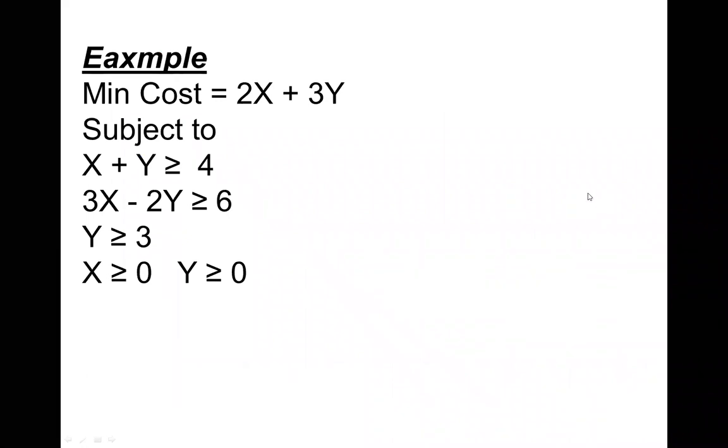So now the application that minimizes the cost equal to x plus 3y subject to three constraints. First constraint x plus y greater than or equal 4, 3x minus 2y greater than or equal 6, y greater than or equal 3, and we have non-negative constraints. Okay, following the same steps.